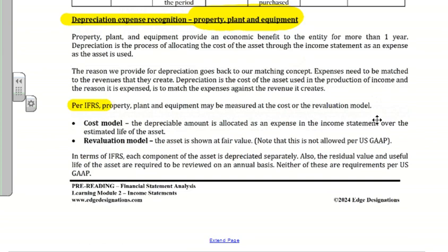Per IFRS, property, plant and equipment is measured at cost, or revaluation. When we revalue an asset or show it at its fair value if it's increased in value. But that's only allowed per IFRS, not allowed per US GAAP. US GAAP says we keep all of our assets at the cost model. Again, remembering, of course, guys, that this is another difference over here between IFRS and US GAAP.